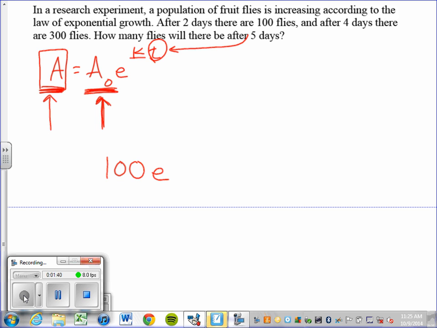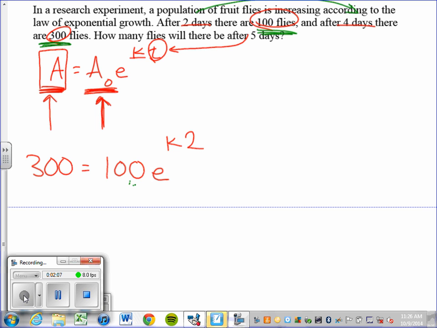But I do know that at one point there were 100 flies in the population. After 2 days of growth, where I can call T2, there were 300 flies. How did I know that? After 2 days, there were 100 flies. 4 days, there were 300. Do the math. From 2 to 4, 2 days later, the population grew from 100 to 300.